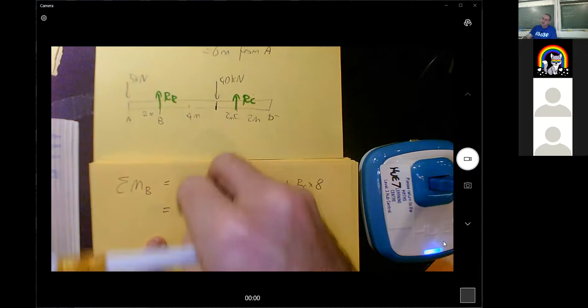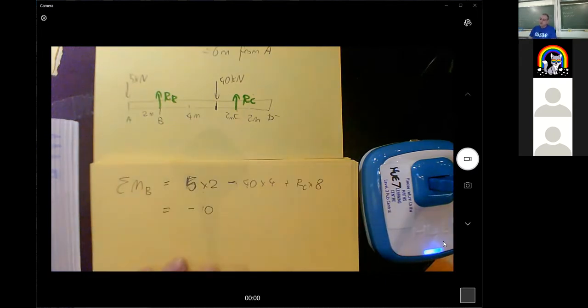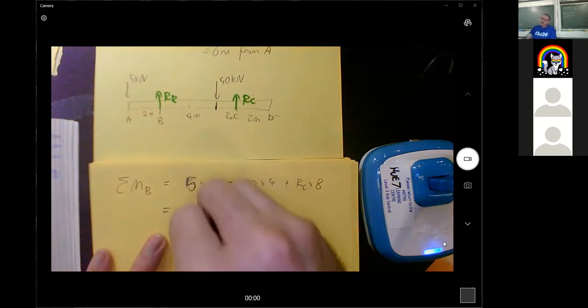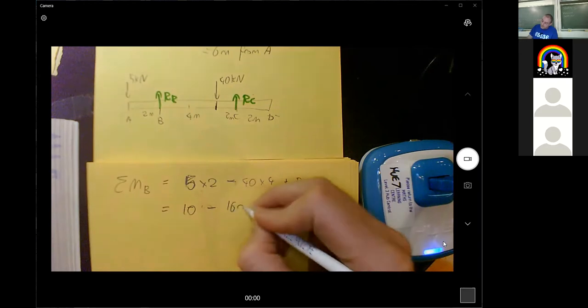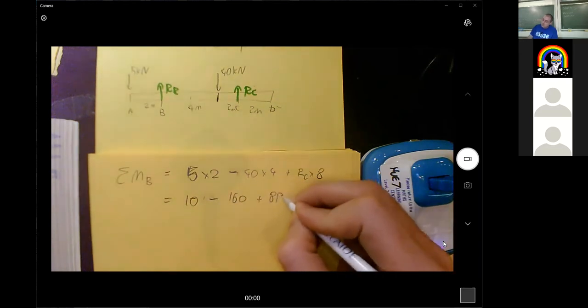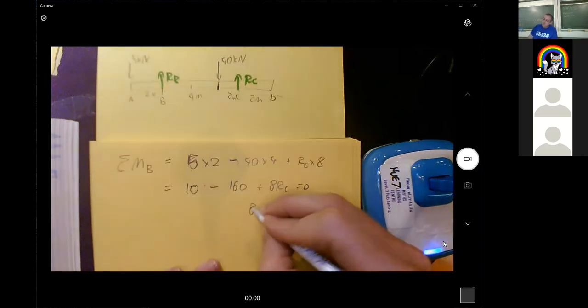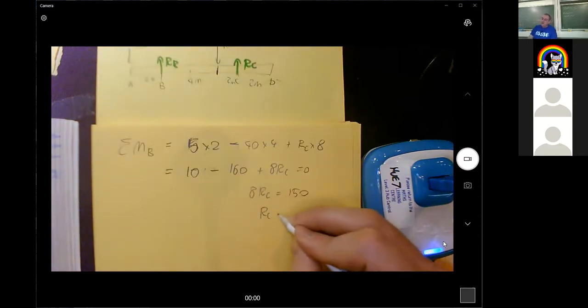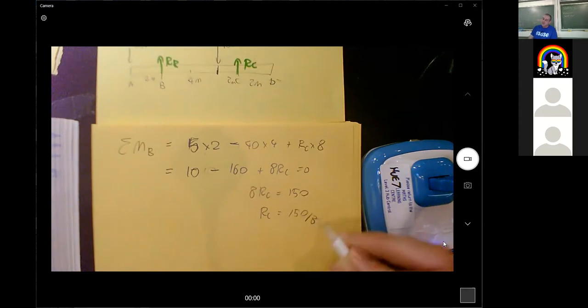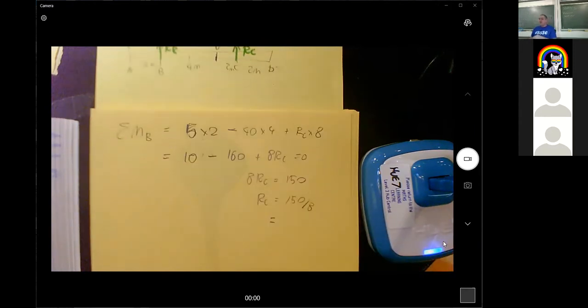That is so not 10 minus 80. 10 minus 160. I'm just going to write them down. 10. 160 minus 10, which is 150. And so RC is 150 divided by 8, which is whatever it is.